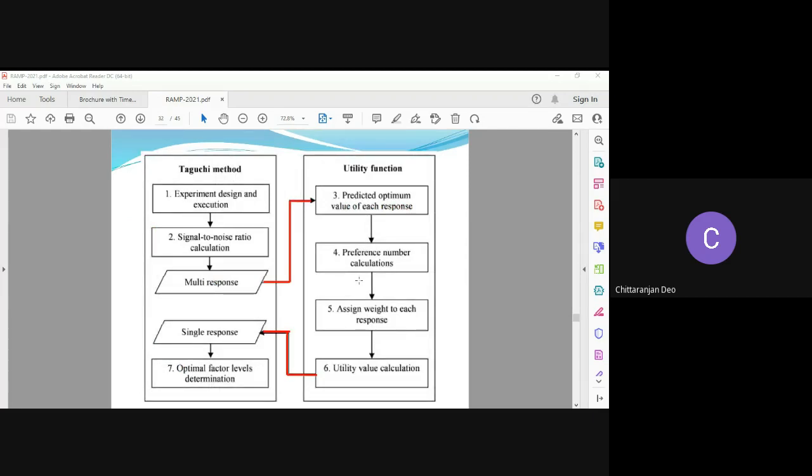This is the flowchart of the optimization process. The same Taguchi method is followed, but for multiple responses, we predict the optimum value of each response. Then a preference number is assigned, and a weight is assigned to each response. Then we calculate the final utility value, and then we again go for the optimization process.